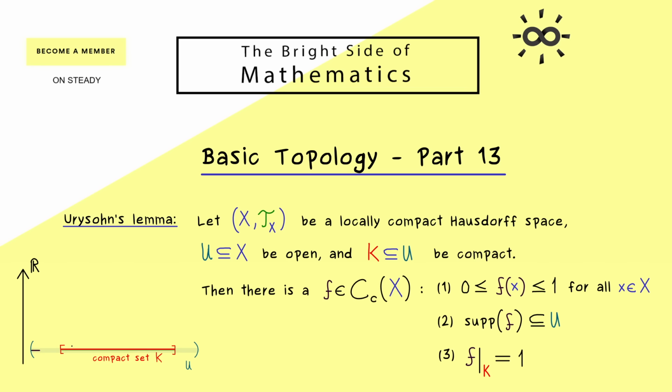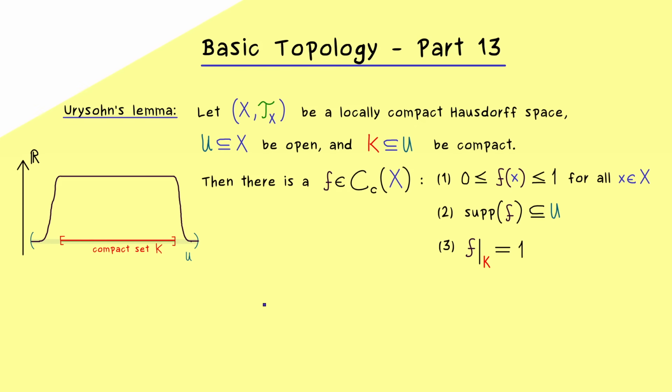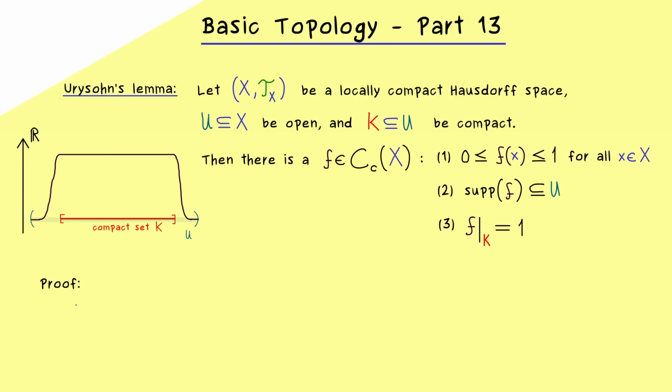So this means if we look at the graph of the function f, we start at 0 somewhere in U and then we grow up to 1 until we are constant at the set K. So this is the whole picture and the statement of Urysohn's lemma. And now in order to prove it, we actually have to construct such a function f. And after I show you the idea of this construction, you might see that it is actually not so complicated. However, as already mentioned, for a correct proof we still have to fill in all the details.